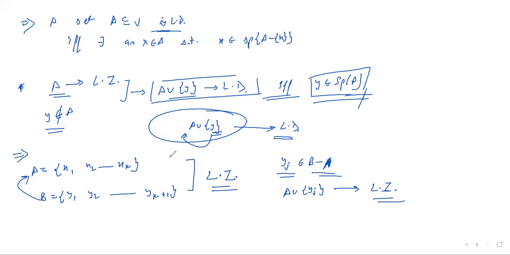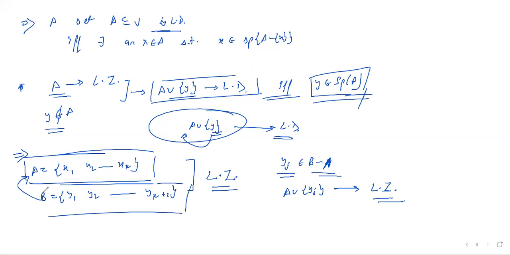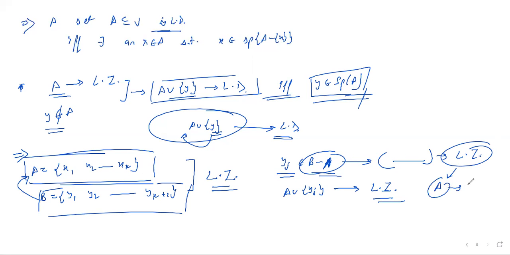How? As I have said, the set of vectors A here is linearly independent and the set of vectors B here is also linearly independent. Then if I subtract B minus A, the remaining vectors are also linearly independent. And if I take the union of these linearly independent vectors with the set A, which is also linearly independent, then the whole set would also become linearly independent. Okay, got it.